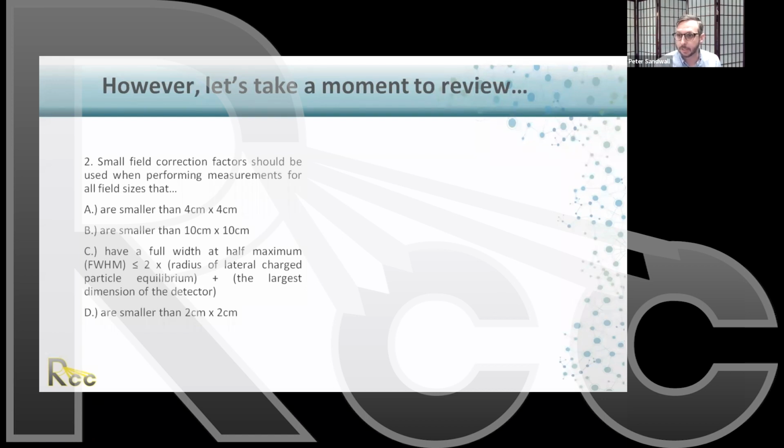You were confronted with this question before, so hopefully it's a little review. Small field correction factors must be used, or should be used, when performing measurements for all field sizes that are: A, smaller than 4x4; B, smaller than 10x10; C, have a full width at half maximum less than or equal to 2 times the radius of the charged particle equilibrium plus the largest dimension of the detector; D, are smaller than 2 by 2.